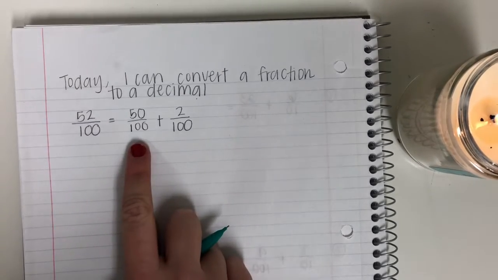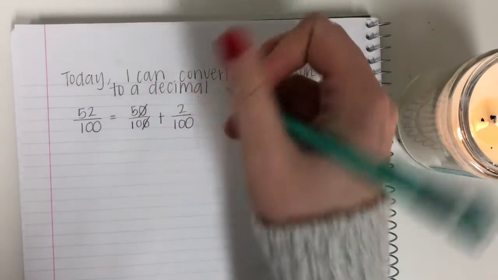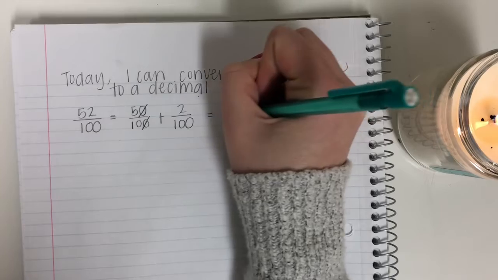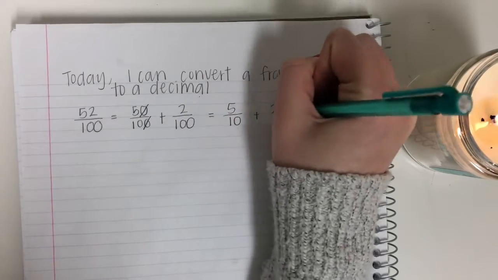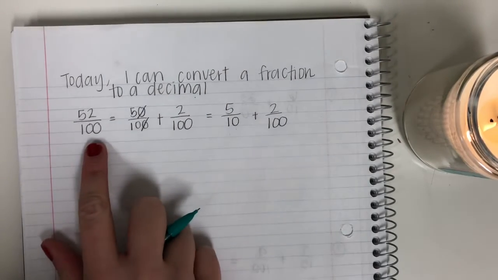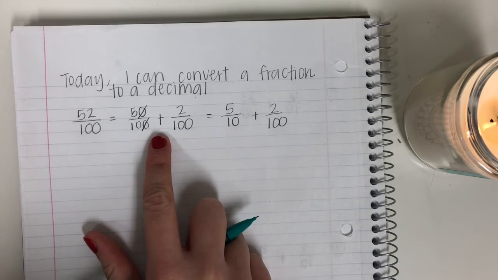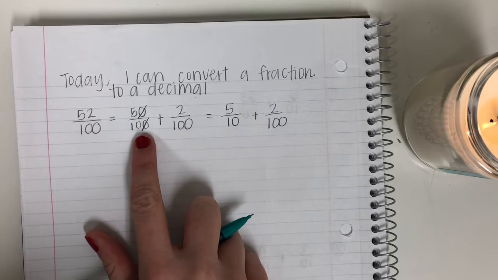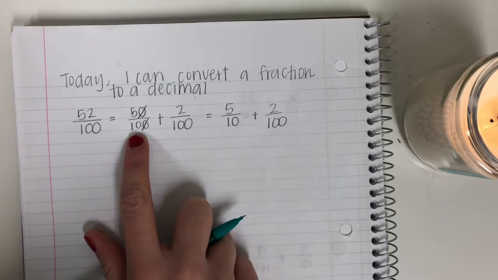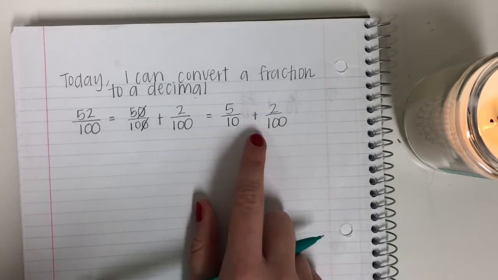Now, I can also break this one apart even more. So I can divide by 10. And now we have 5/10 plus 2 hundredths. So I can look at this and think, okay, I have 52 over 100. I can decompose 52 over 100 to equal 50 over 100 plus 2 over 100. But I can decompose 50 over 100 even more by dividing by 10. So I divided the denominator by 10, and I divided the numerator by 10. This gave me 5/10 and 2 hundredths.